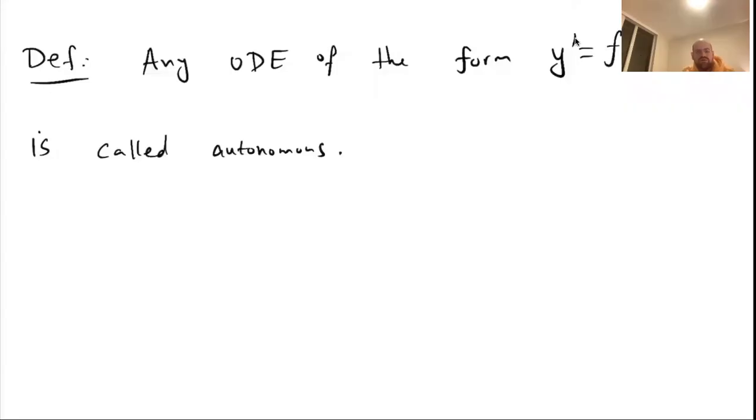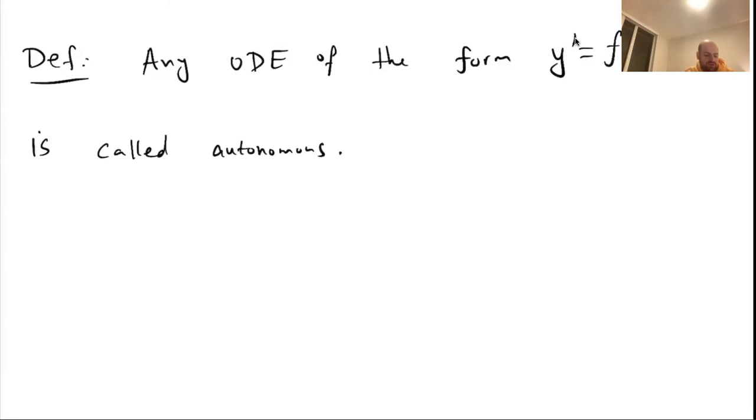Now, this type of equation is called autonomous because the derivative, or rate of change of y, does not depend on t, and the rate of change of y is only determined by y itself. So that's why it's called autonomous, because only the value of y controls the equation. There is no need to know the value of t to find the derivative or rate of change.